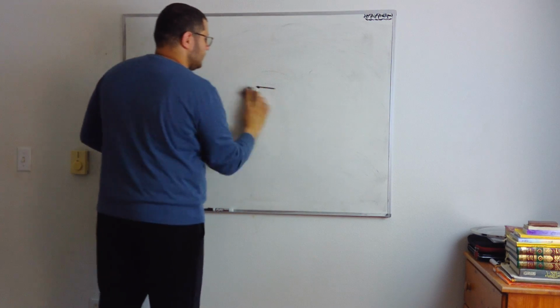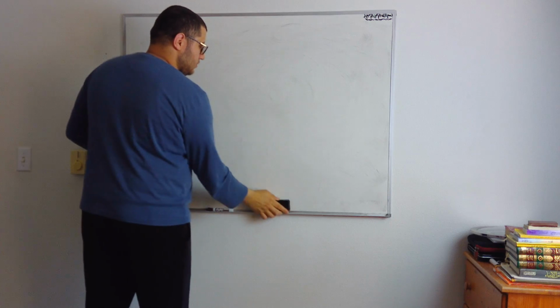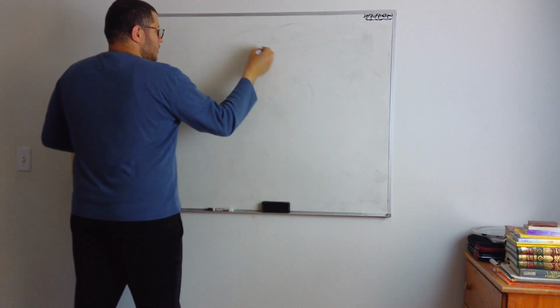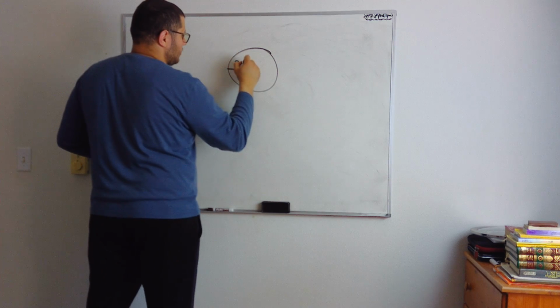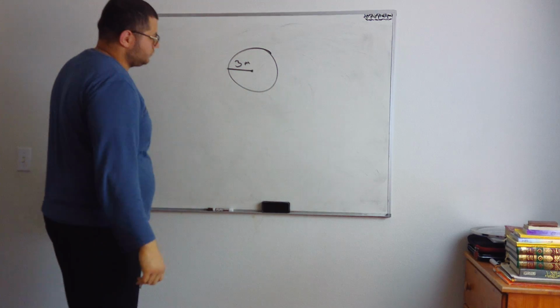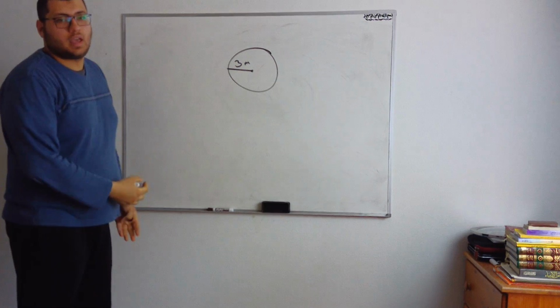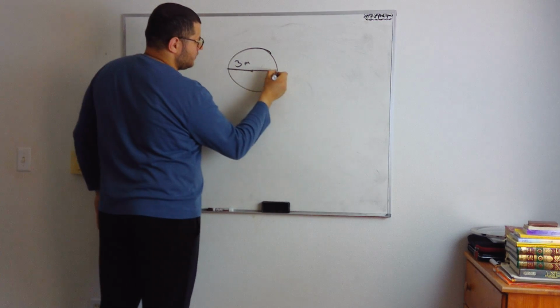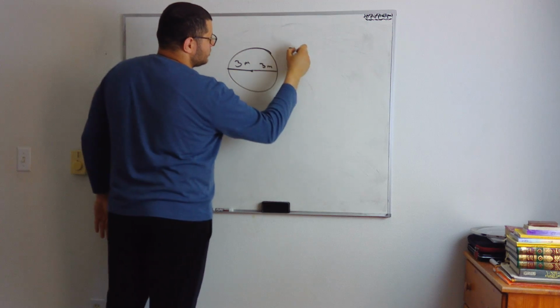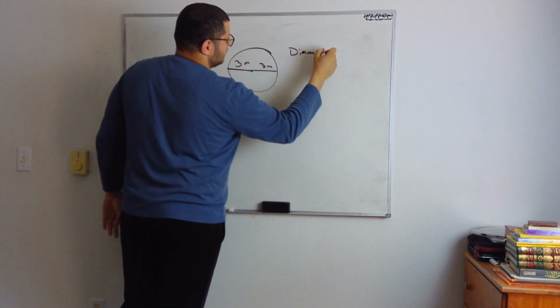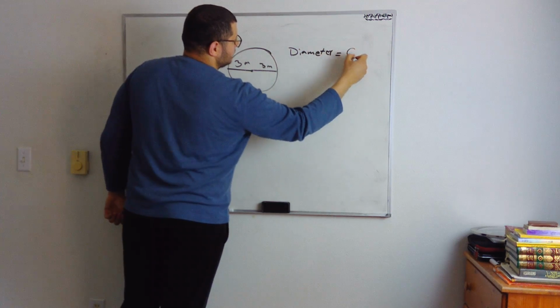Let's have one last example. Let's say this time you don't have the diameter, you have the radius. The radius is 3 meters. Now what are you going to do? Well, we know the radius is half of the diameter, so if we draw the other half, we're going to get another 3 meters. So 3 plus 3, that's 6. So the diameter is equal to 6 meters.